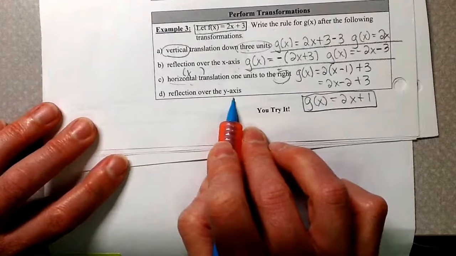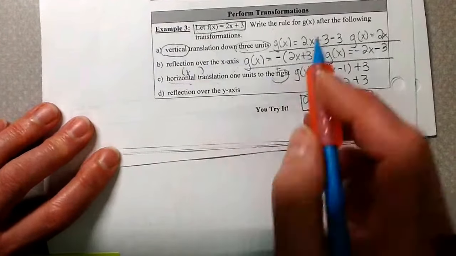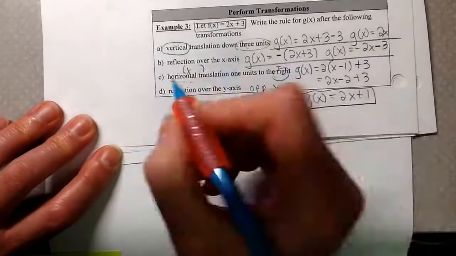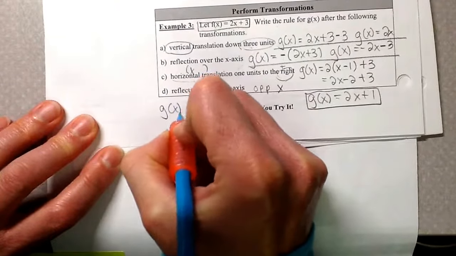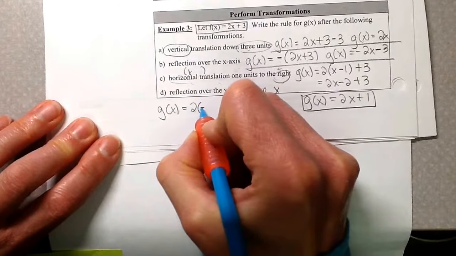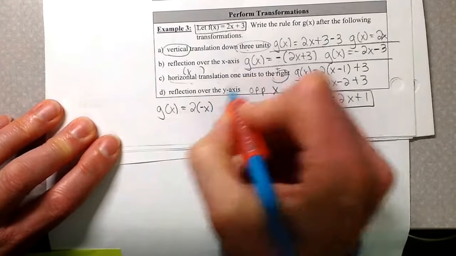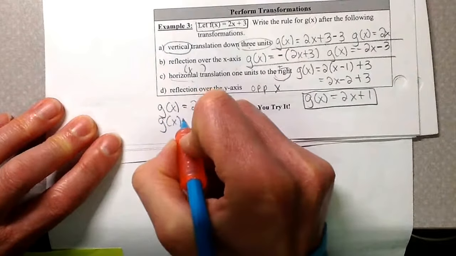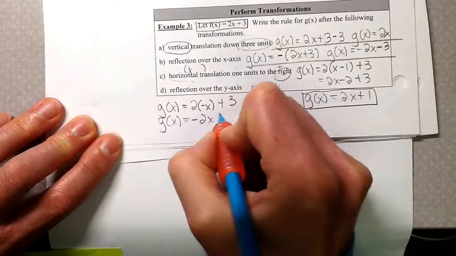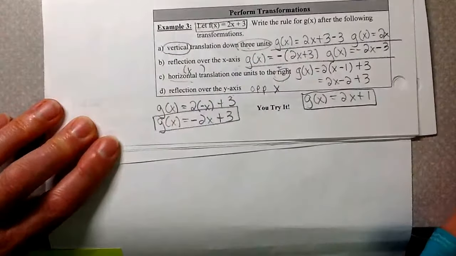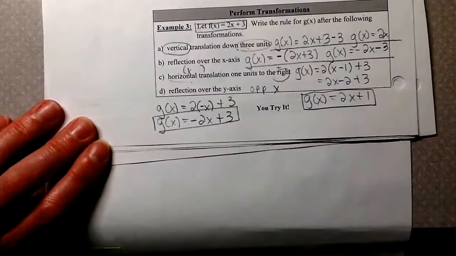Okay, now we're going to do a reflection over the y-axis. So for the y-axis, we take the opposite of x. When we write that function, g(x) equals, we're starting out with 2, we take the opposite of just the x and then add 3. So when we simplify, we have g(x) = -2x + 3. And there's your final answer. Okay, you have a few problems to try on the other page.